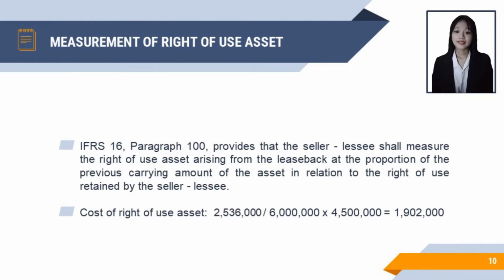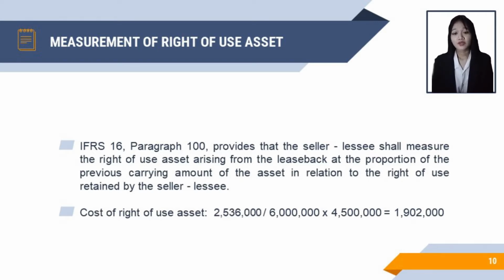Now, moving on to the next slide, measurement of the right of use asset. As written in IFRS 16, paragraph 100, previous carrying amount in relation to the right retained by the seller-lessee. That is why, in getting the cost of the right of use asset, we have to divide the right retained by the seller-lessee by the sale price at fair value, then multiply it by the carrying amount of the asset. Remember, the right retained by the seller-lessee is also equal to the lease liability.